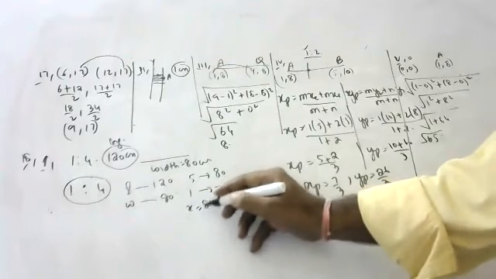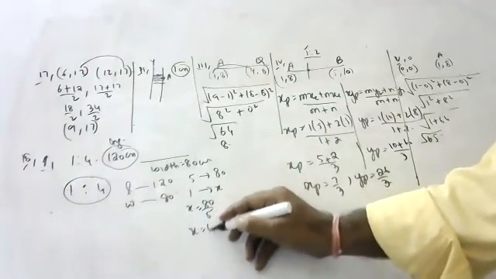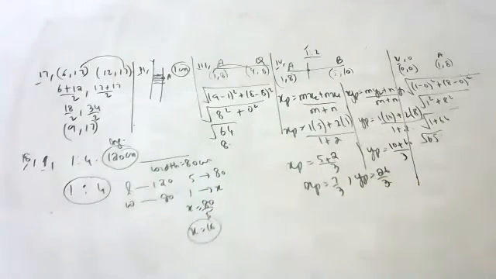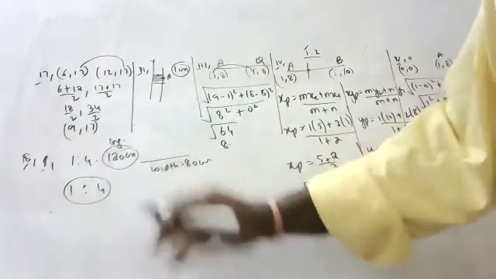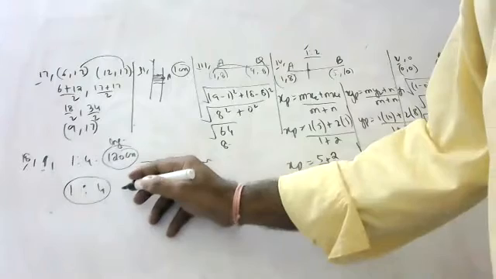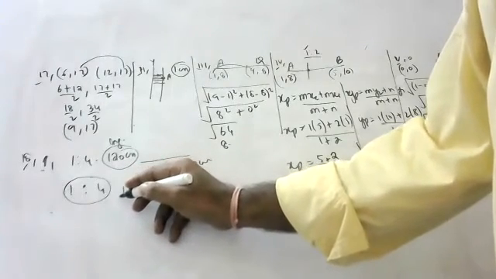Is 16 an option? No, sir, 15 is there. 16 is not there. So directly, 1 part is 80, so 1 by 4 we will take. Okay, children, then we'll leave it like this. Only 4 parts.